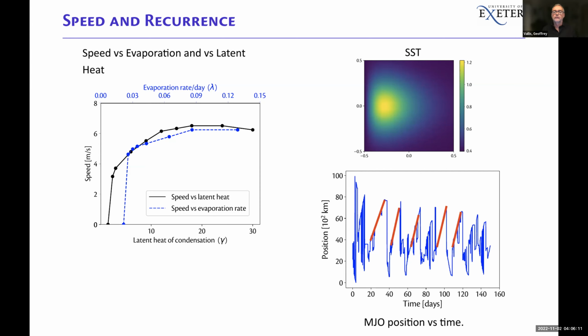Except in an indirect way, in that they will both be determined by the availability of moisture. So the availability of moisture will determine the speed at which it moves and also the speed at which it can reform itself. But the periodicity is not directly related to the speed.